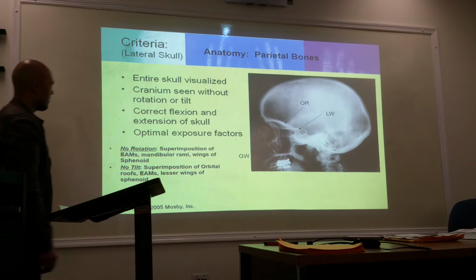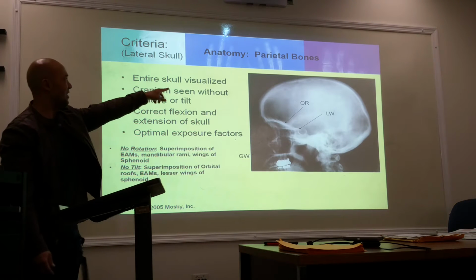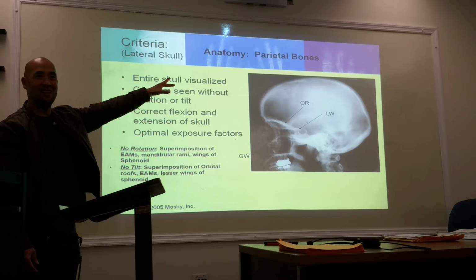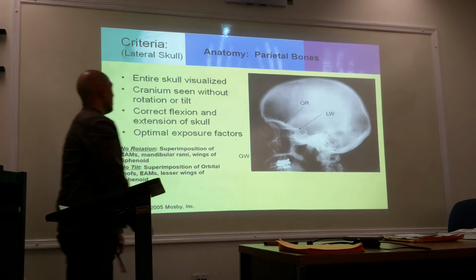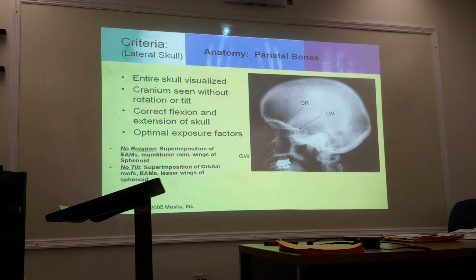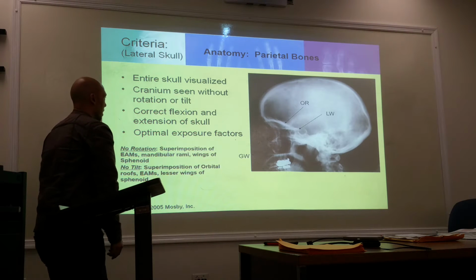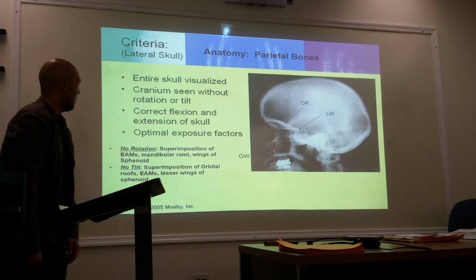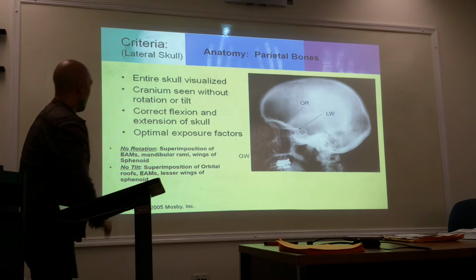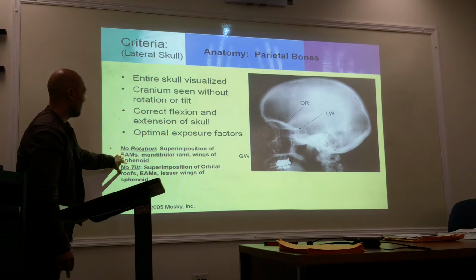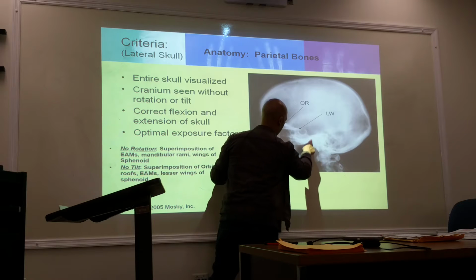All right, so what is the whole purpose of the lateral? What are we visualizing here? Parietal bone. Okay, it's good for the parietal bones. So an entire skull is visualized. The cranium is seen without rotation or tilt. Correct flexion and extension of skull. Optimal exposure factors, again, we're using medium kV. No rotation, we are assessing the superimposition of the EAM. So you should only see one hole in the head.